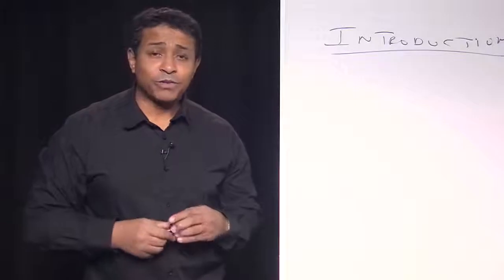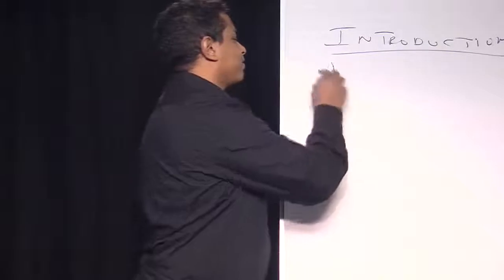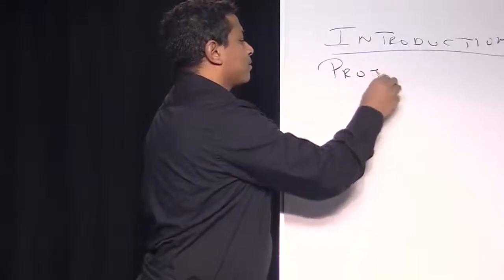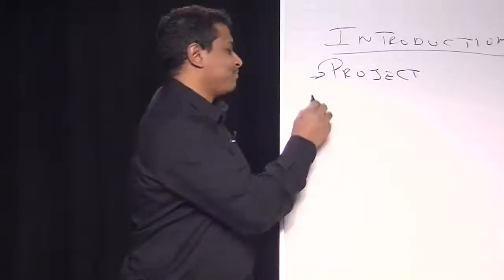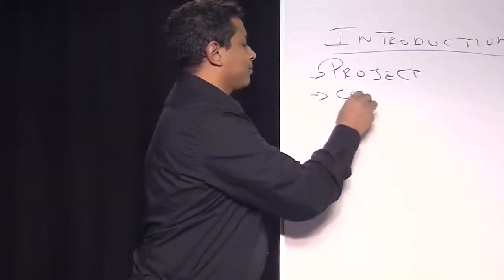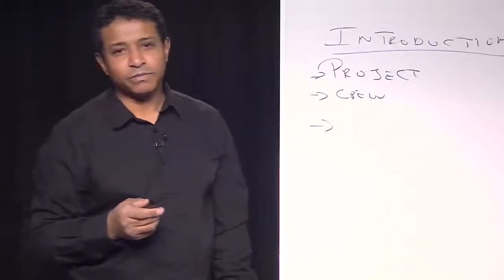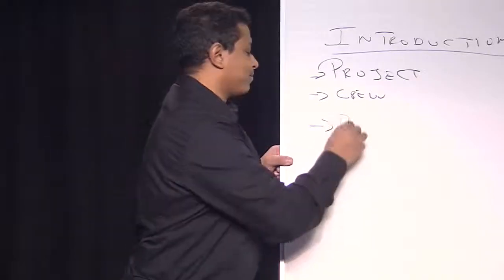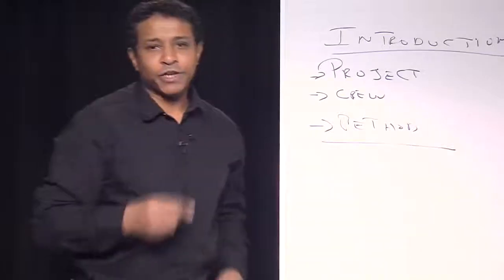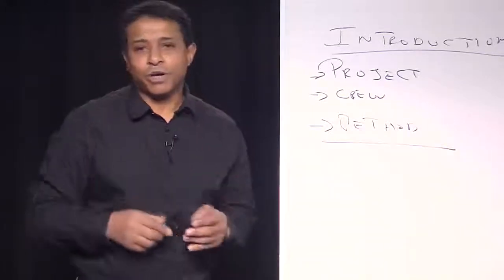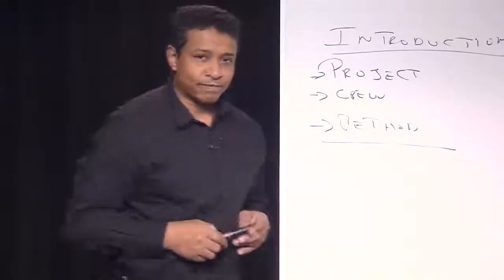Now we know that we're going to learn about Agile. What do we need to do Agile? First, we need a project. Second, we need a crew. And third, what do we need? We need a method. These are the three things we need to learn about Agile, because Agile applies to the project with the crew, and this is a method.